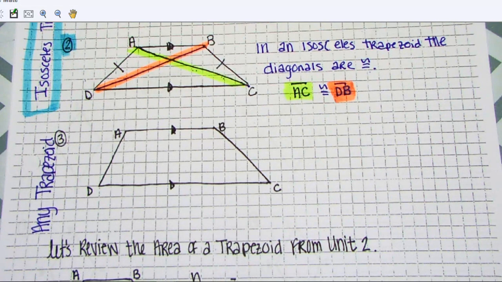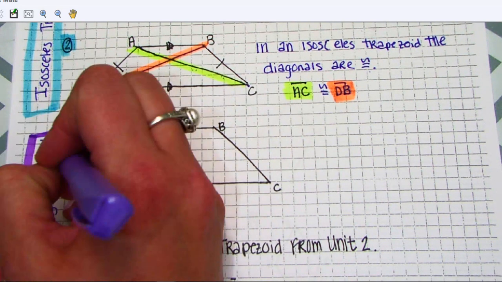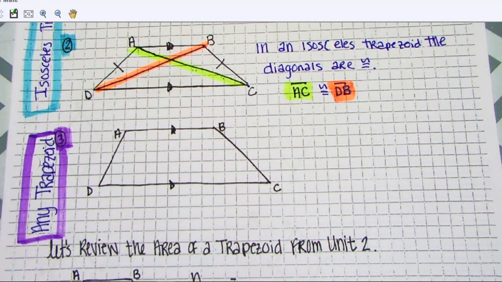The last one is for any type of trapezoid because it involves the mid-segment, and the mid-segment is in all types of trapezoids, so there's nothing special about this last one. Just know that the first two are only for isosceles, which is the important part. And then this bottom piece is for any type of trapezoid.